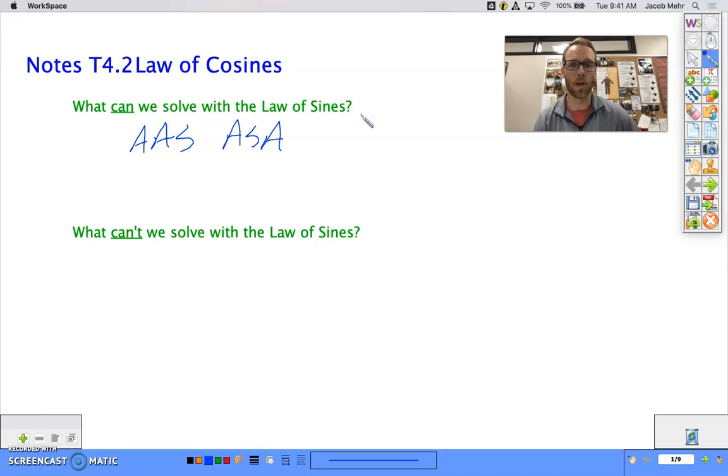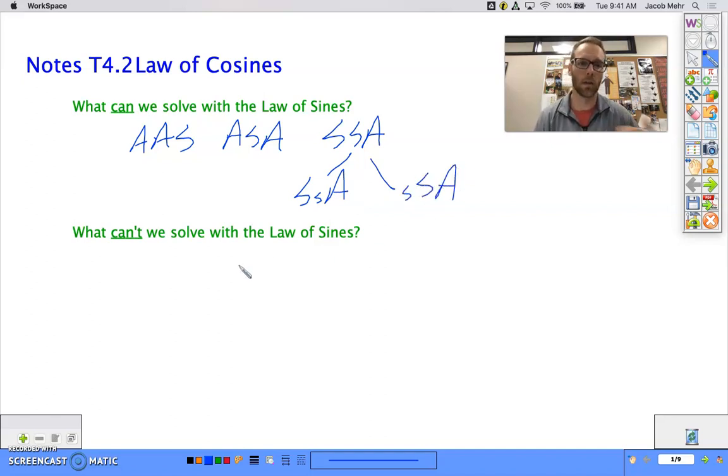And then we also saw that we knew how to handle side angle, the ambiguous case, which broke into big side, little side angle, and little side, big side angle. That's the ambiguous case. We had to be careful. There could be 0, 1, or 2 possible triangles if we had that information.